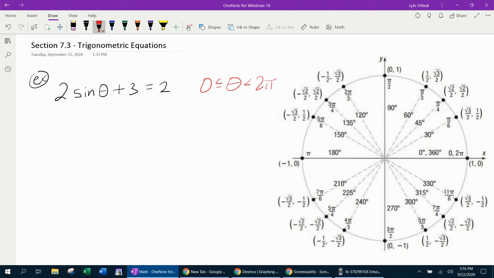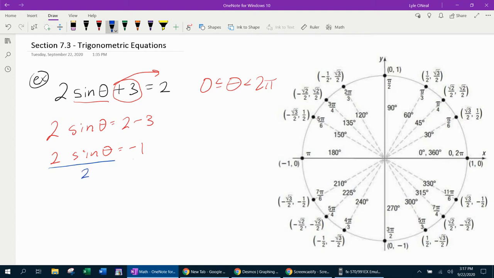And so the first thing we need to do to solve for theta is isolate the trig function. So we're going to start by moving the plus 3 to the other side. And that's going to give us 2 minus 3, which is negative 1. And then the next step is we've got to get rid of the coefficient of the trig function. So we're going to divide both sides by 2. And at this point, we now have sine theta equals negative half.